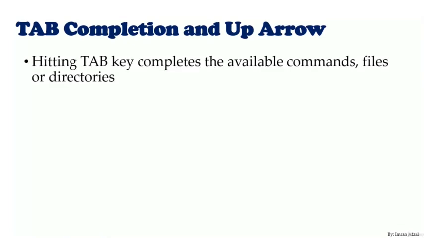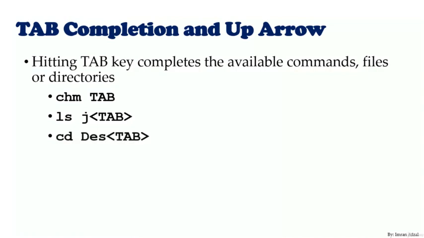Hitting the tab key completes the available commands, files, or directories. Such as when you're running chmod, this command has od at the end as well. So if you just type chm and hit tab, it completes the command for you. The same way when you do ls space j and hit tab, it will list all the files that start with j.